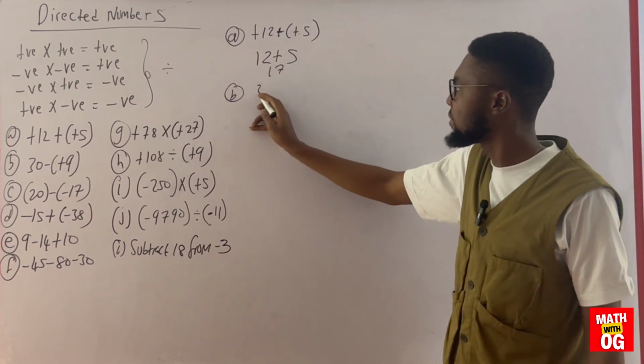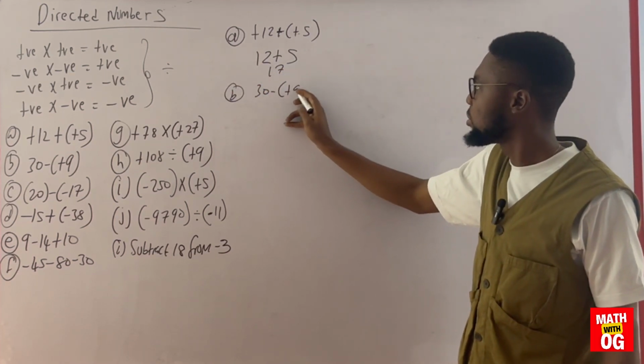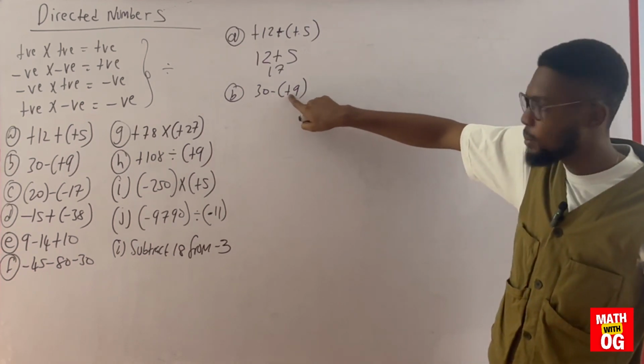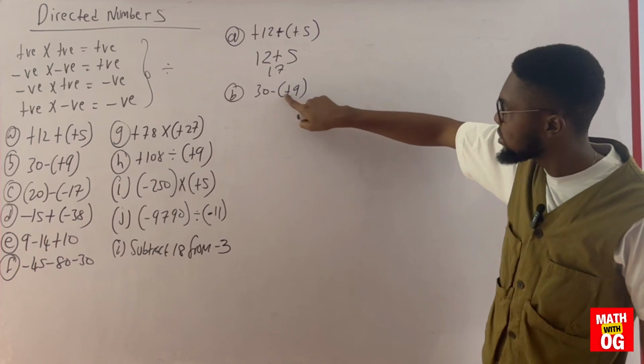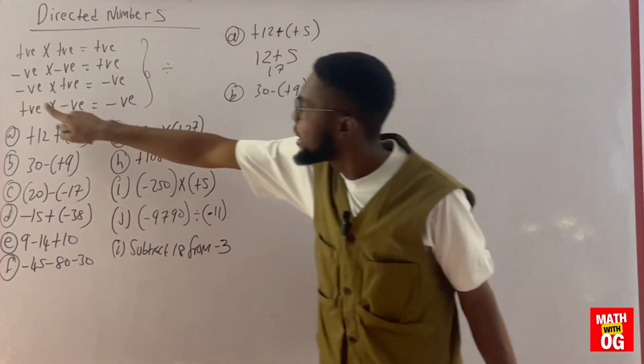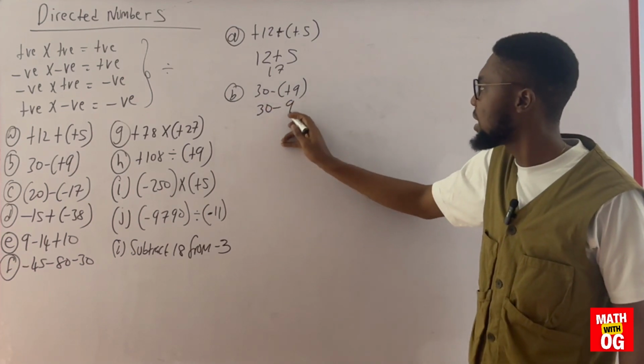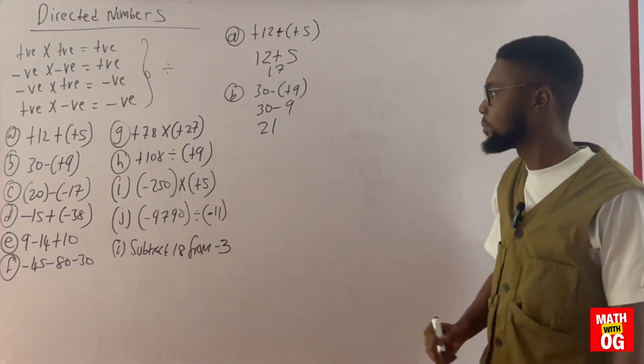B part, you have 30 minus plus 9. So what I have here is a negative number multiplying a positive number. Minus times plus. Minus times plus is minus. So this is simply 30 minus 9. And this should give us 21.